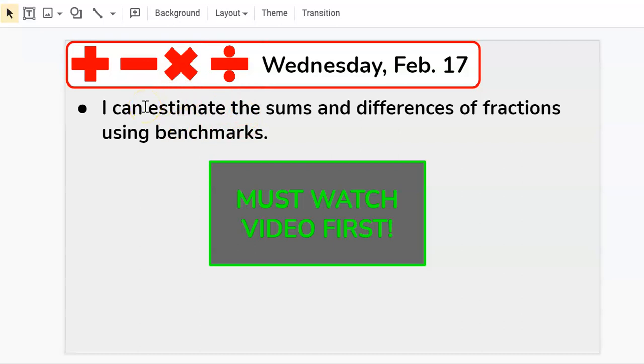When we use fractions, if you remember from 2 weeks ago, when we estimate with fractions, we use benchmark fractions, which means we go to the nearest whole number or half number. So the nearest 0, 1/2, or 1 whole.